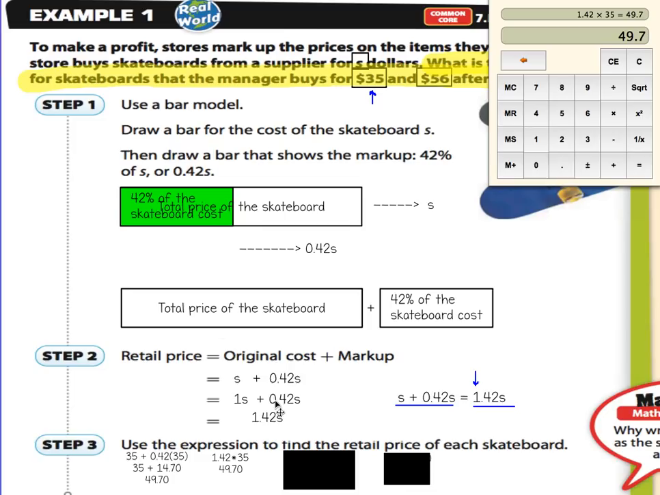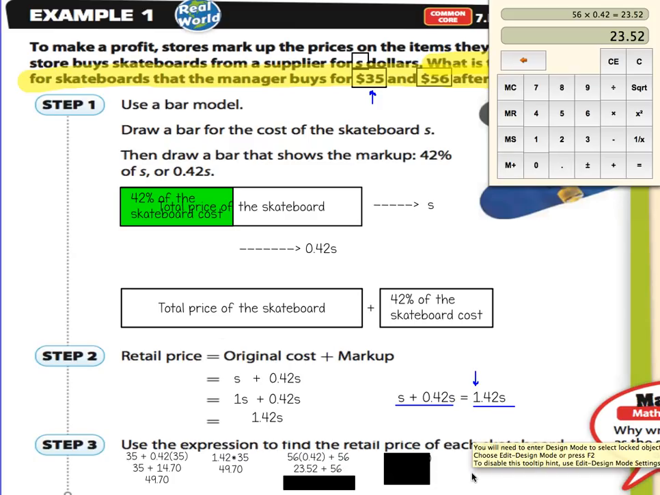Okay, so again, I have two different expressions that got me to the same answer. All right, so let's try it again. Let's try it with the $56. So again, I can start with the $56 and multiply it by the 42 hundredths. Okay, and when I do that, so $56 times 42 hundredths, that's going to give me $23.52.